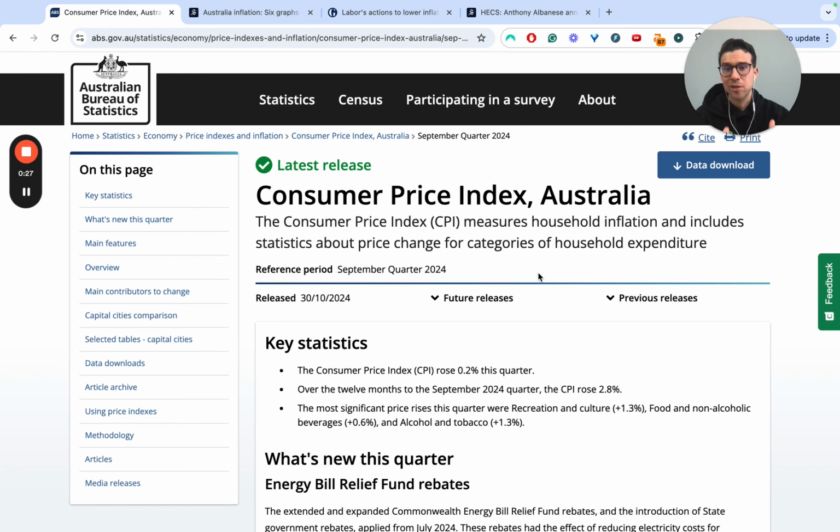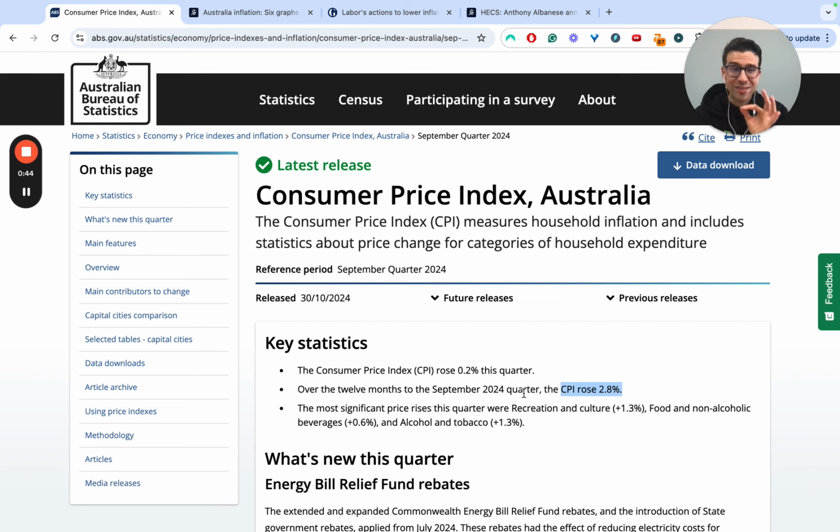The ABS just released their quarterly data for September for CPI and inflation. And there's really good news here, okay? The good news is the headline rate of inflation is now at 2.8%. Now that's a big drop from 3.8% in the prior data, right? So it's a 1% reduction, which is really fantastic.